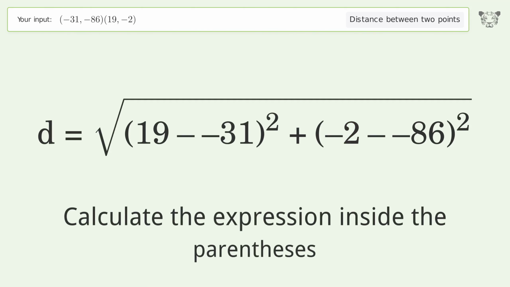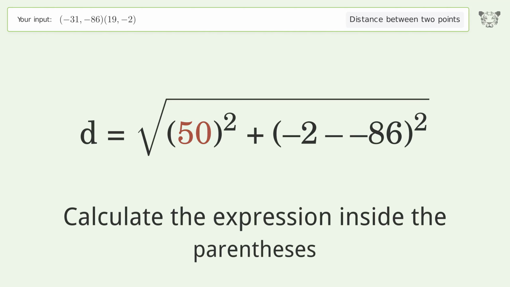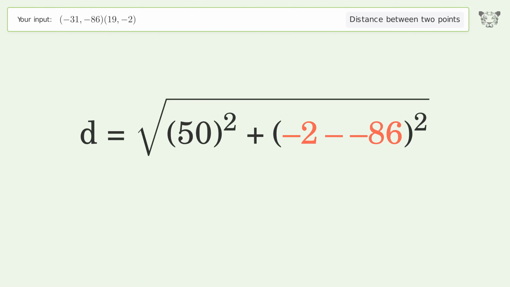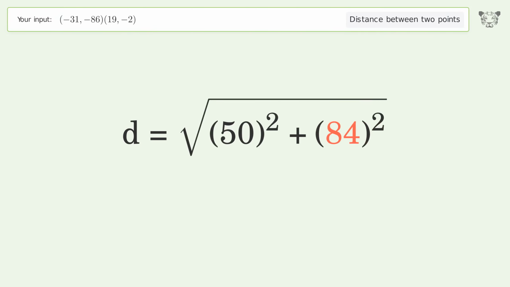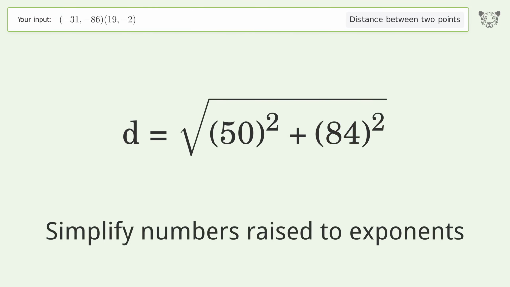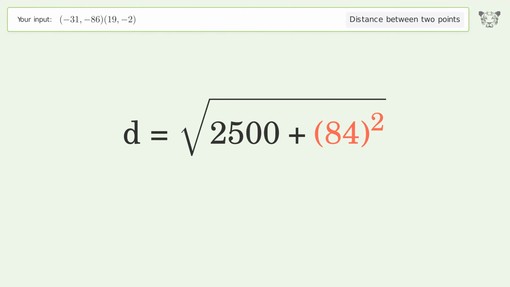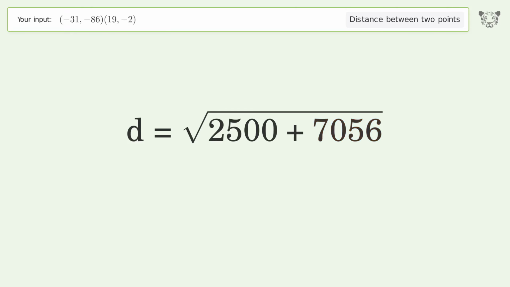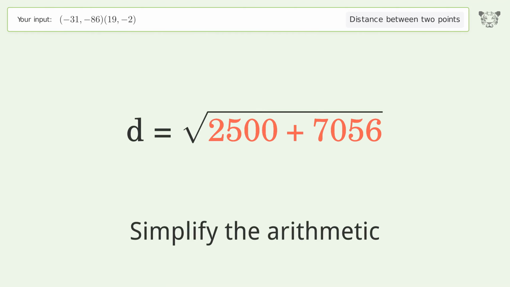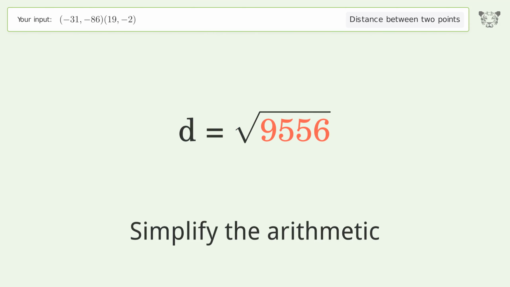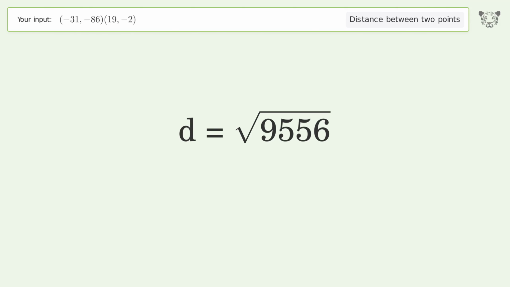Calculate the expression inside the parentheses. Simplify numbers raised to exponents. Simplify the arithmetic. And so the distance between the 2 points is the square root of 9,556, or 97.755.